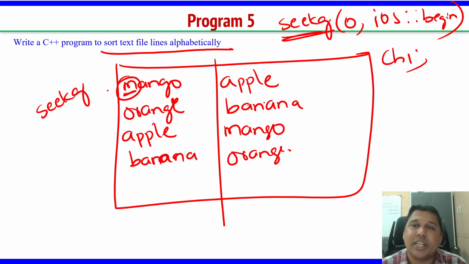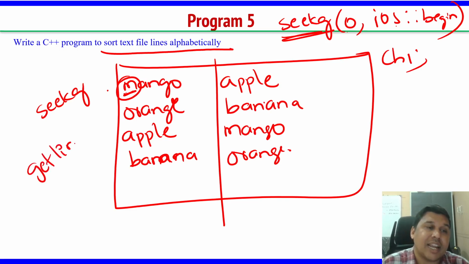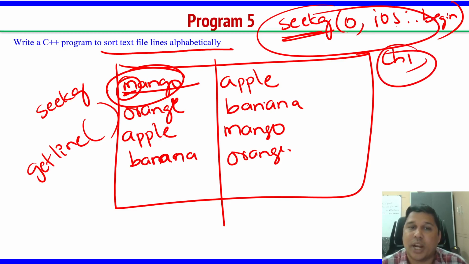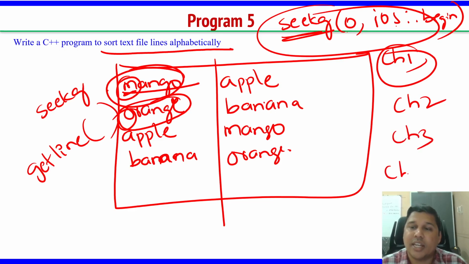Then again write seekg, where you have to go 0 again, ios::beg, but to the next line. How do you go to the next line? We know about getline. The getline function can read the first line. In this first line, what is the first character? You get it using the seekg function. That is ch1. Then again using getline, get the first character of the second line. So that is ch2, ch3, ch4. This way you are getting control of the first 4 characters.